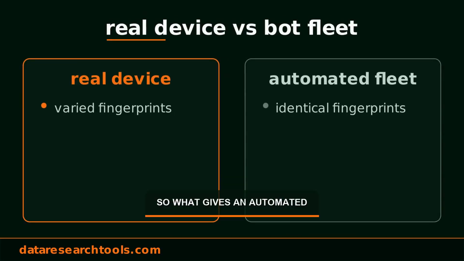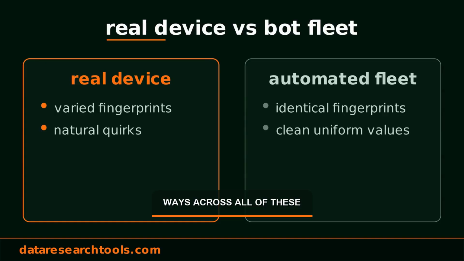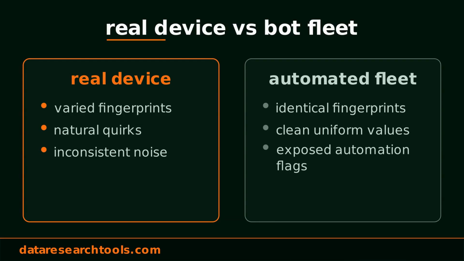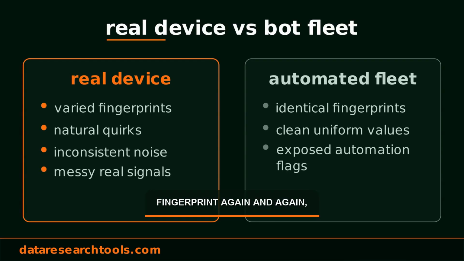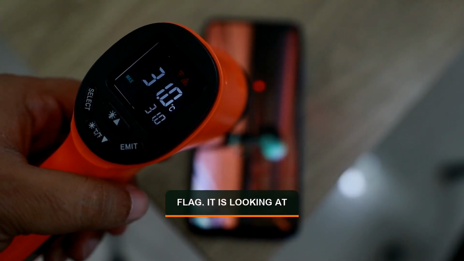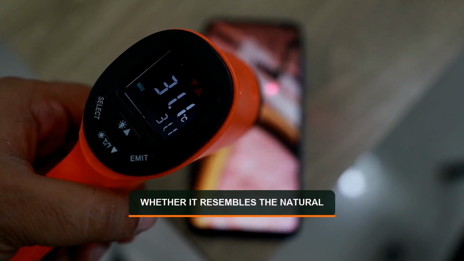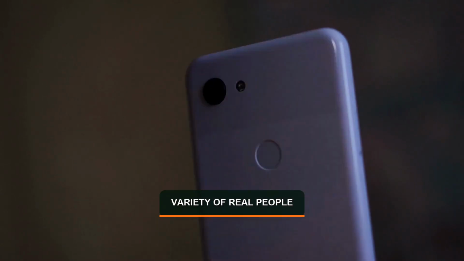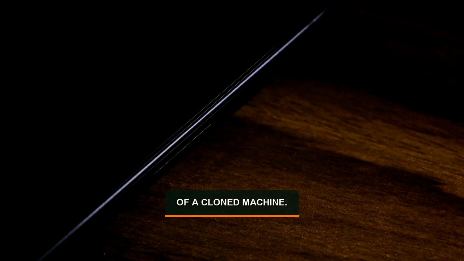The tells of an automated environment. So what gives an automated setup away? Real devices vary in messy, natural ways across all of these signals, while a fleet of identical automated environments tends to produce the same fingerprint again and again, or one carrying small tells a normal machine would never have. A browser driven by automation can expose properties that a human's browser does not. The detection system is not hunting for one magic flag. It is looking at the whole shape and asking whether it resembles the natural variety of real people or the suspicious sameness of a cloned machine.